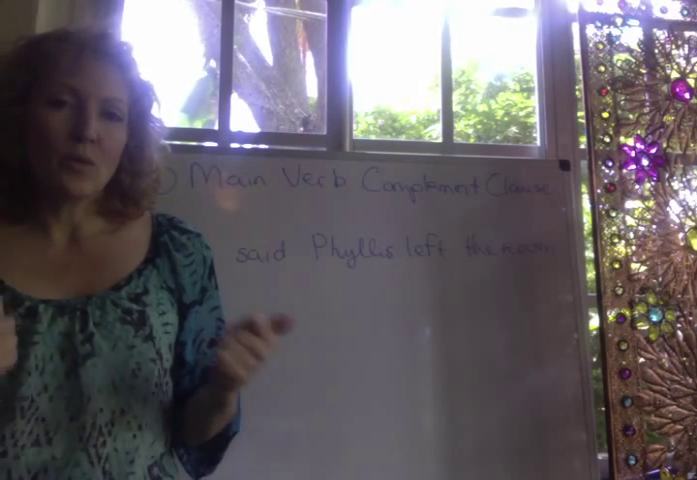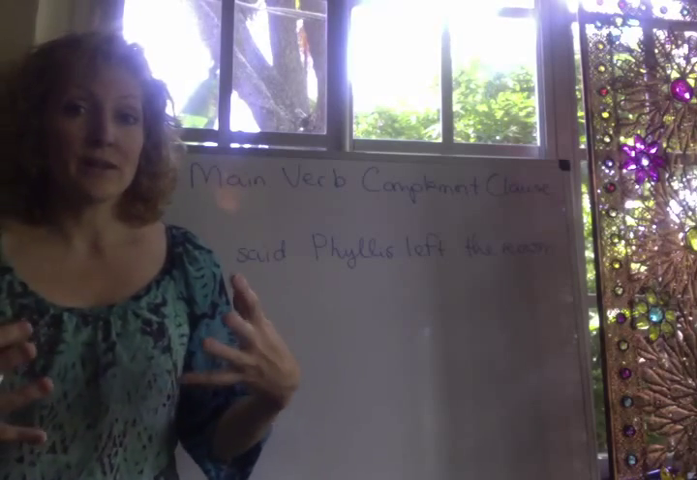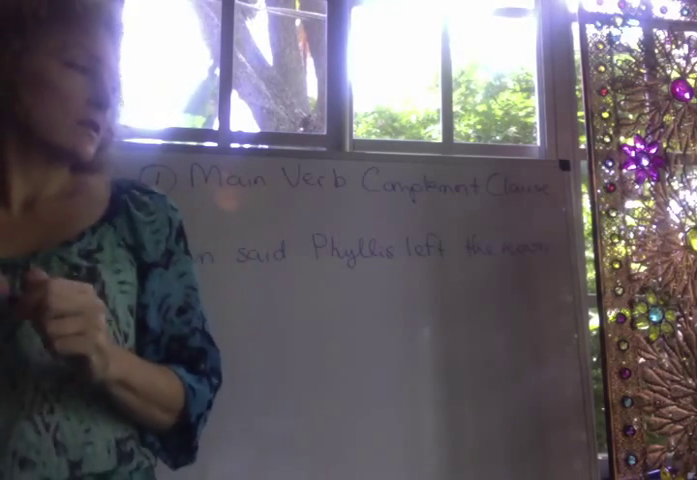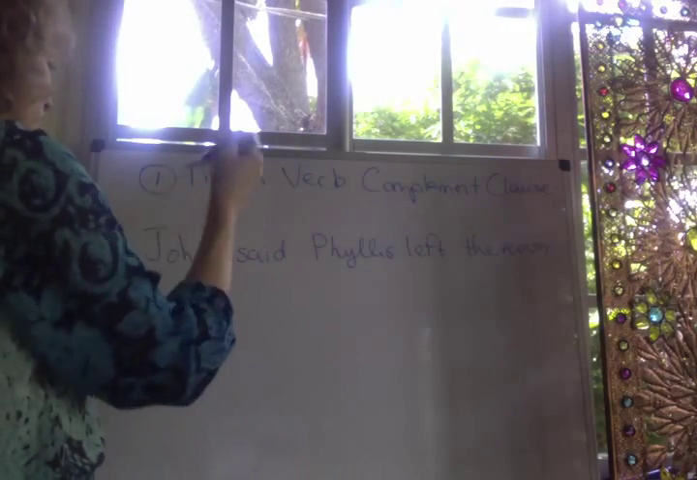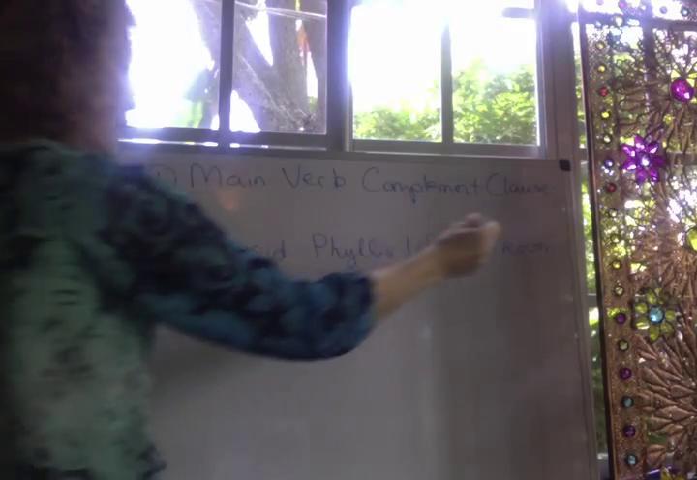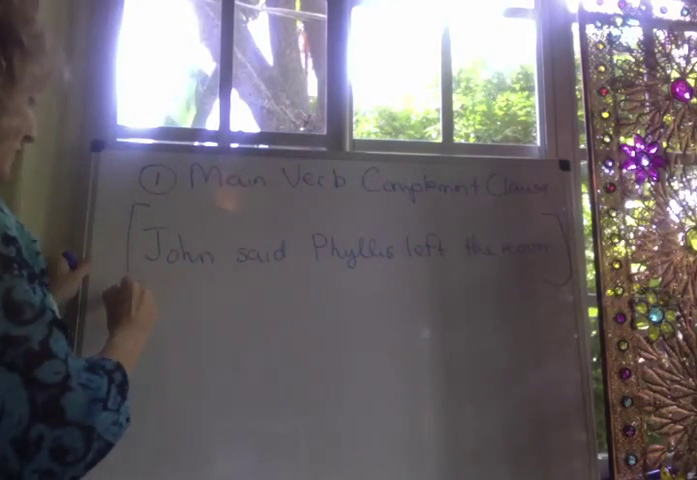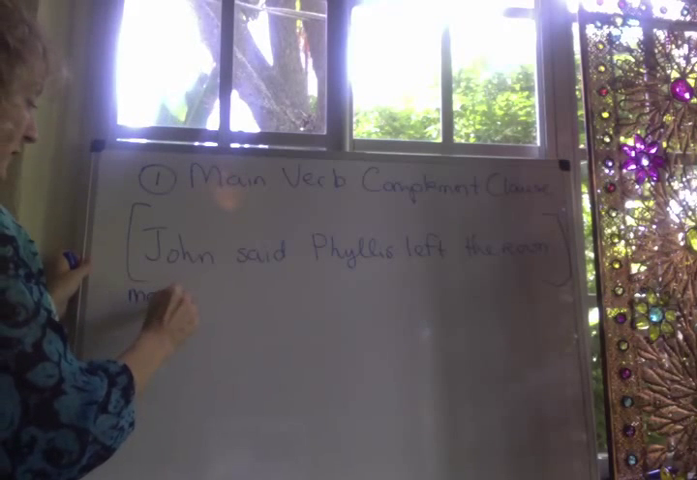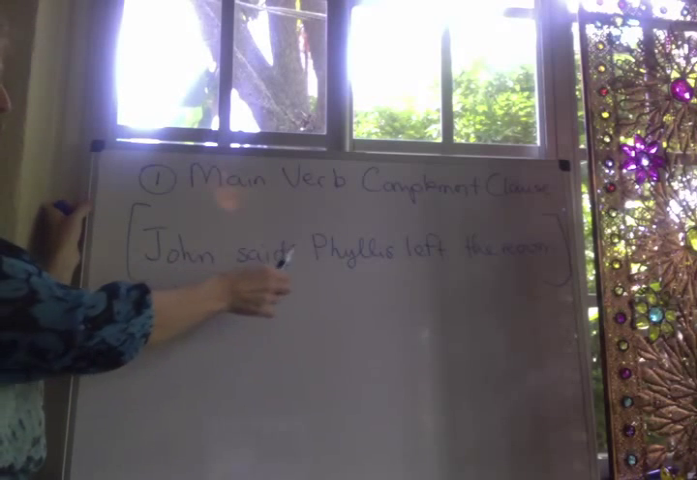And you're thinking about what is going on in this sentence in terms of its basic breakdown into subject and predicate. So looking at the whole sentence, looking at the main clause, in other words, what is going to be the main clause? Always, all of the information in the whole sentence. So it's always the main clause. And we'll just identify it here. Main clause. So John said Phyllis left the room.